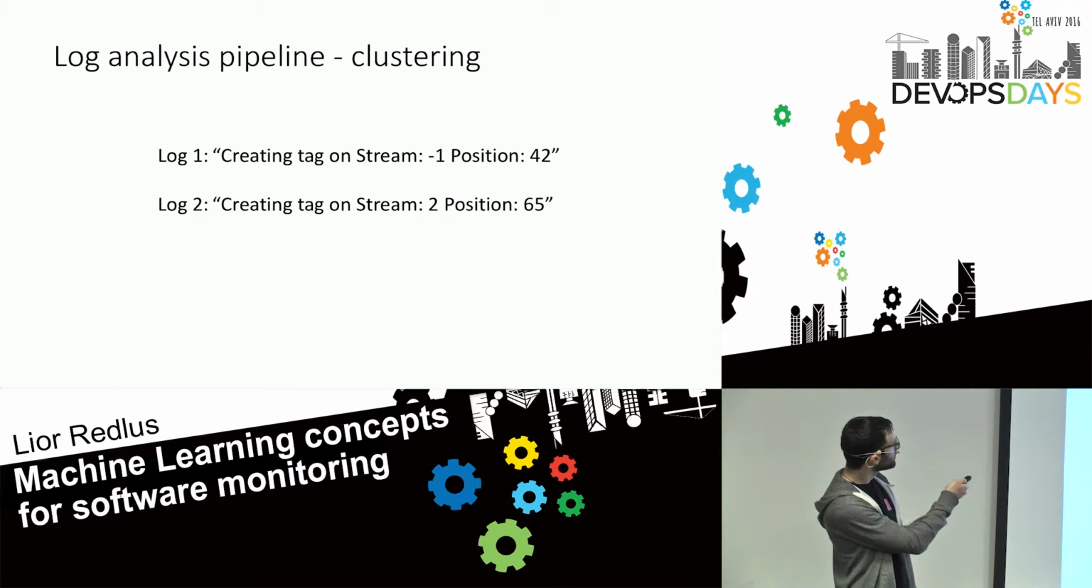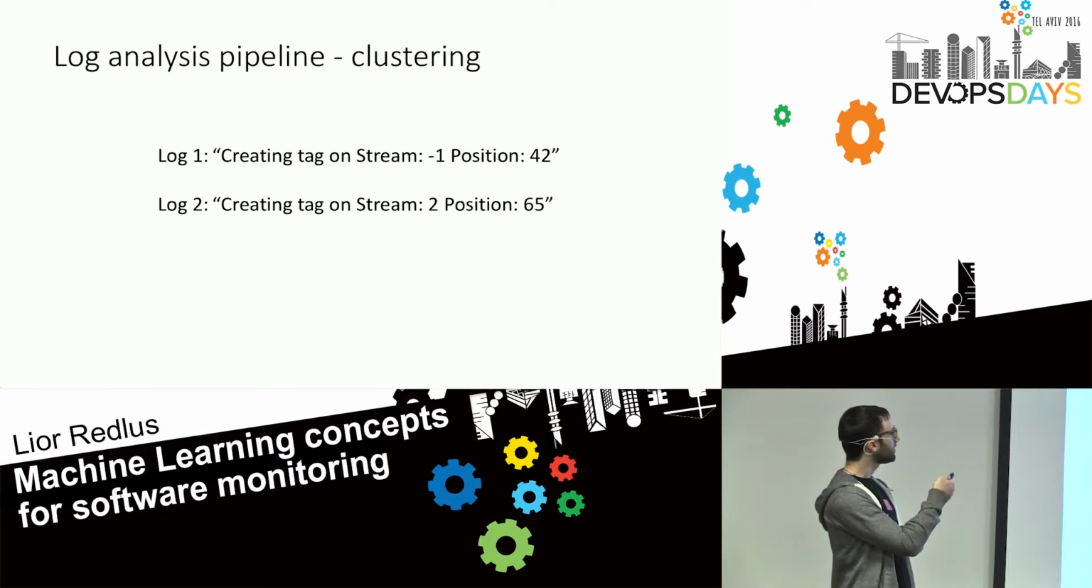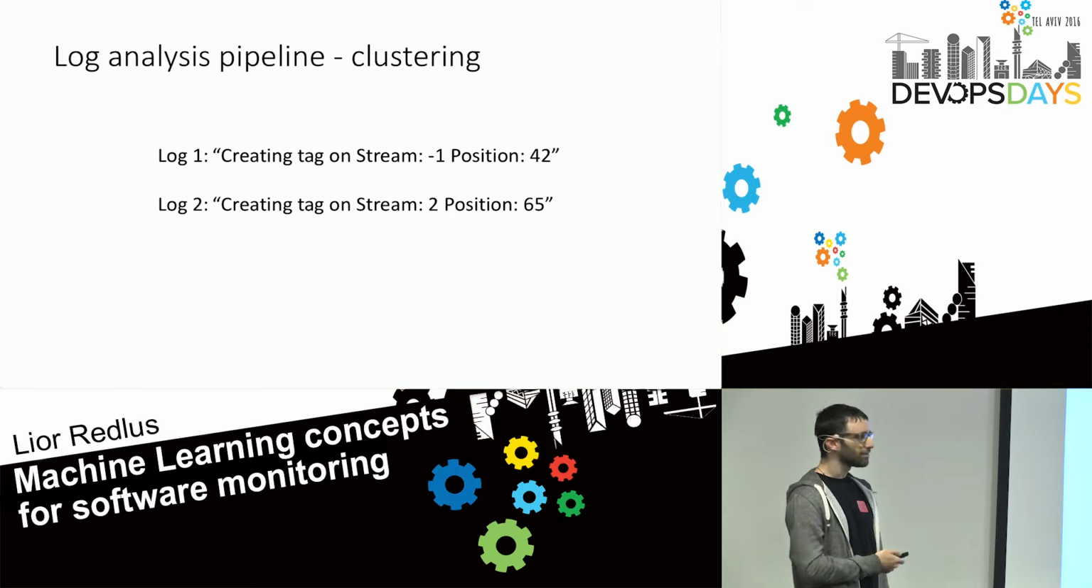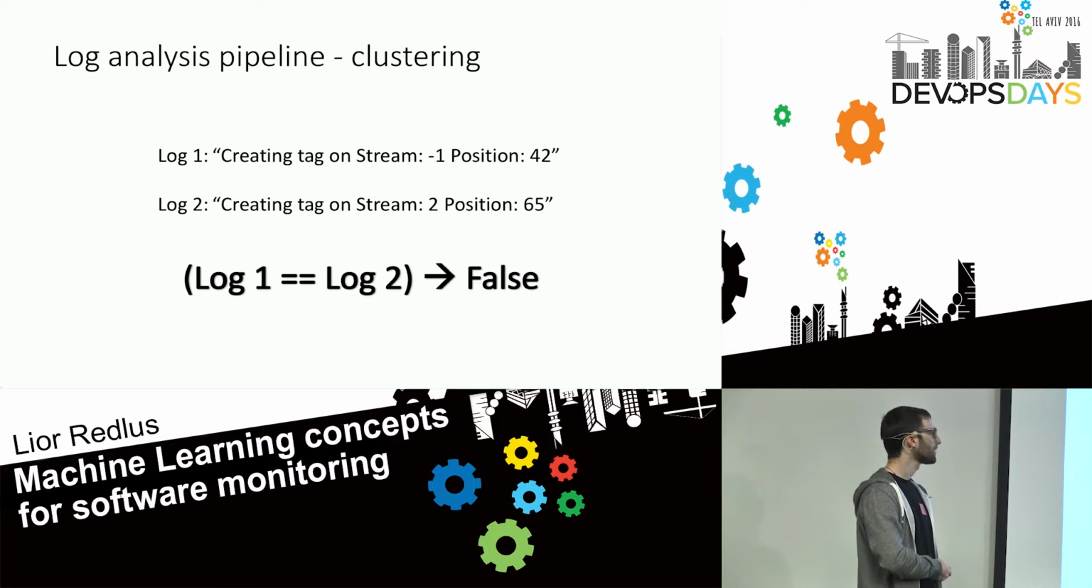For example, if we have these two log records, creating tag on stream -1 position 42 and log 2, everyone here in the room who's looking at this understands that this is the same log template. But comparing these is, of course, giving us a false in a strict string comparison.